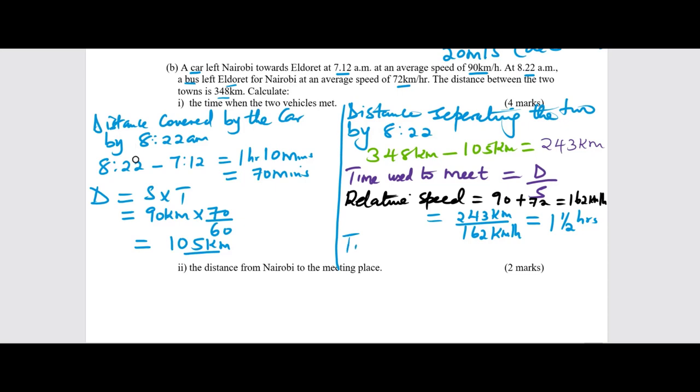And therefore, this one becomes very easy now. The time of meeting will be obtained by taking the time the bus left, which is 8:22, plus 1.5 hours, and this gives 9:52 a.m. And that is the time the two vehicles met.